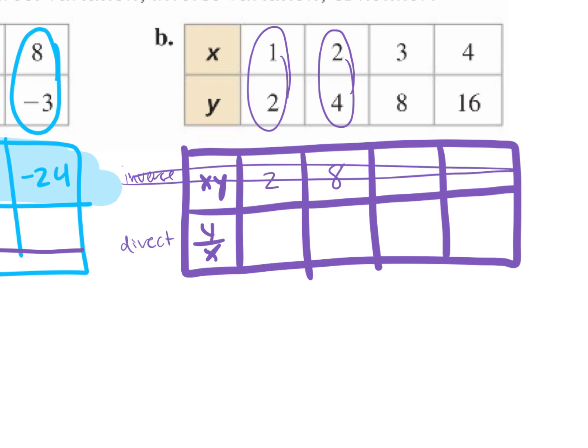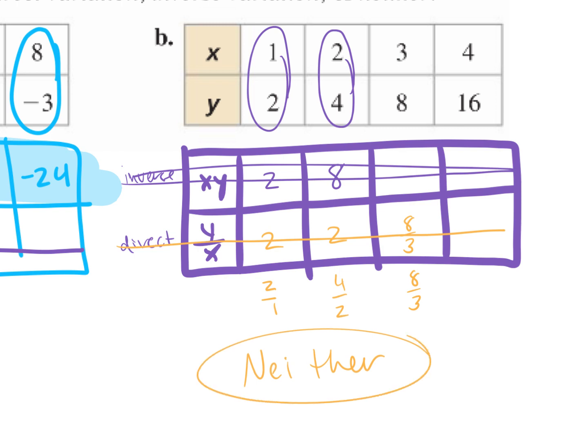Now let's divide. So 2 divided by 1 is 2. 4 divided by 2? 2. 8 divided by 3? 8 over 3. Is this the same? No. So what's our answer? Neither. So if it's not inverse and it's not direct, it would be neither.